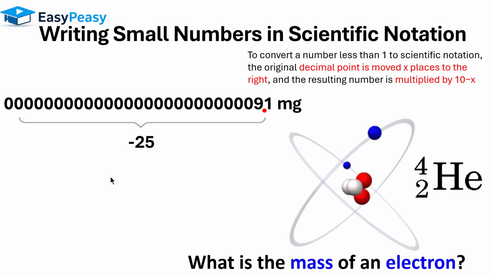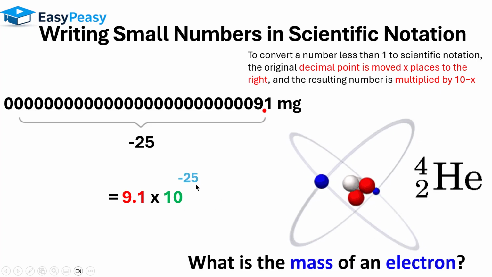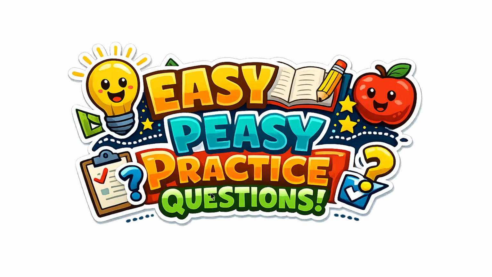So how are we going to write this number in scientific notation? We will write it as 9.1 times 10 to the power minus 25. See? Easy peasy. Now let's do some practice questions. I will ask the question and give you a little time. If the time is not enough, you can pause the video, do the calculation, and then get the answer.